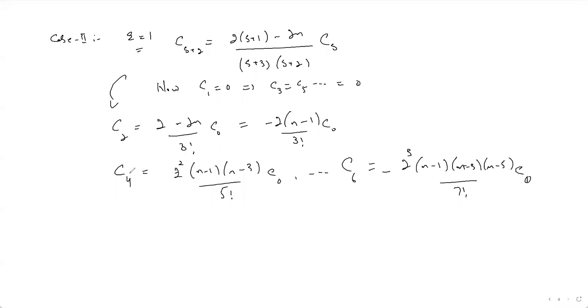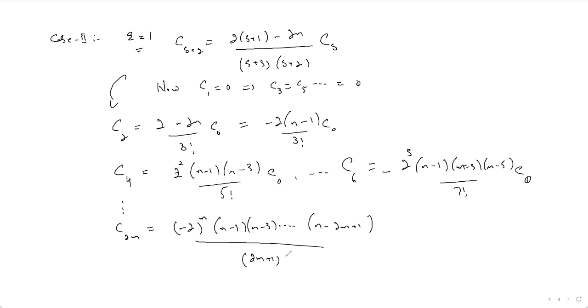Okay. So in general, what could be the next last term? General term C twice m will be now equal to minus 2 raised to power m, n minus 1, n minus 3, so on up to n minus 2m plus 1, because we have n minus 2m plus 1 terms, divided by 2m plus 1 factorial C0. Okay, so we have found all these coefficients.